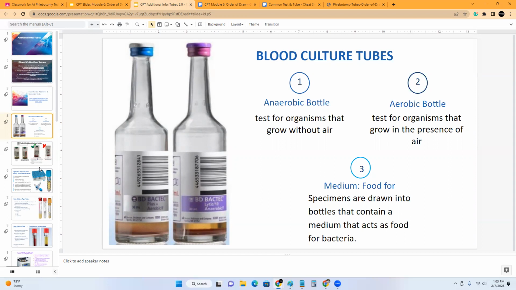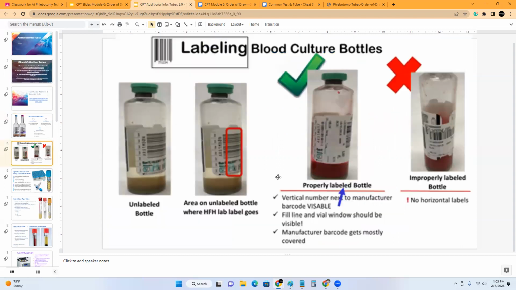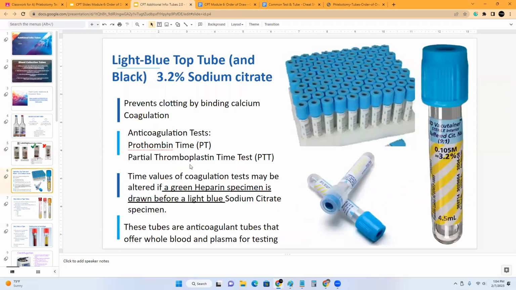Inside each of these bottles is food. It's a medium. So the food or medium inside the bottle is for the specimens to be drawn into, and it feeds the bacteria so they grow. So if you draw the wrong thing, or you draw two anaerobics and two aerobics, you're not going to get the right growth in the bottles for them to be examined. When you're labeling your blood cultures, you want to make sure that the labels and the barcodes are properly seen, okay, and that they are labeled for each patient. You can't just label one, you got to label them both, and make sure that they are clear.